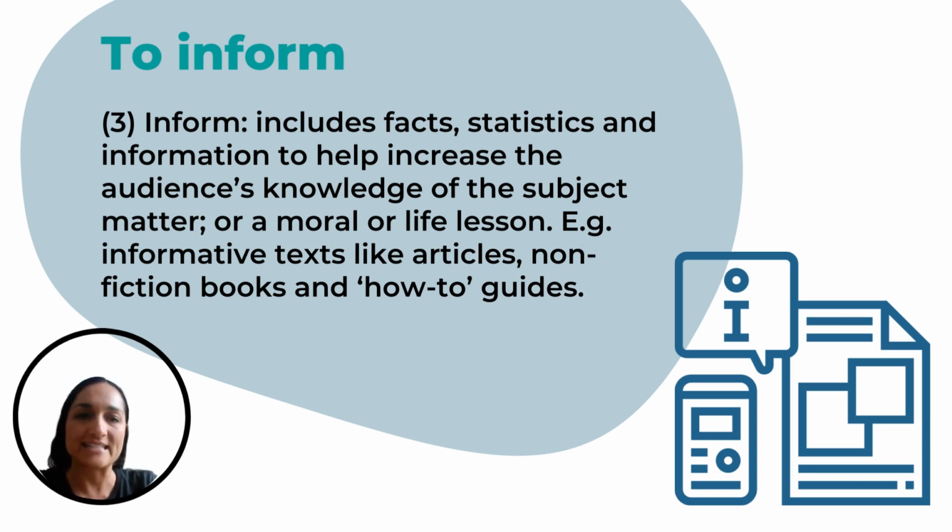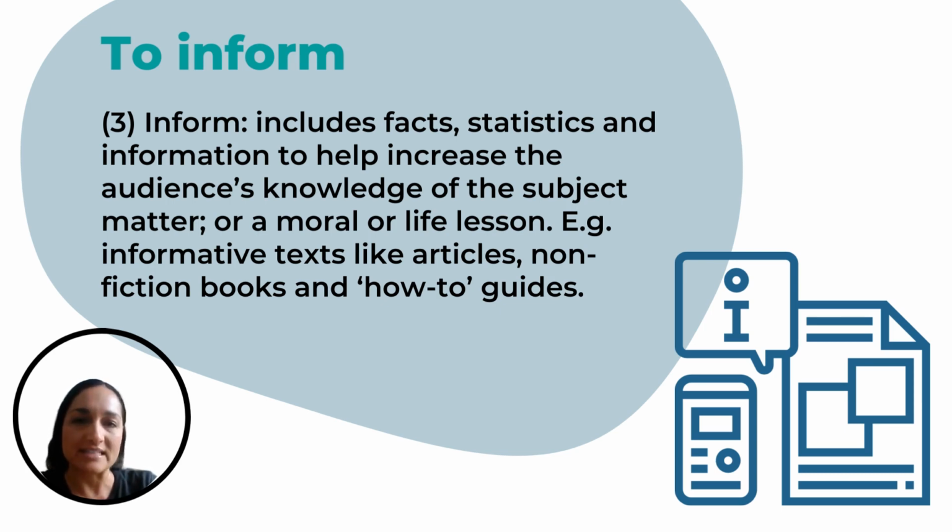Some informative texts get straight to the point, presenting us with facts, statistics, and information to help increase the audience's knowledge of specific subject matter. Articles, non-fiction books, and how-to guides are key examples of informative texts that are designed for the clear purpose of educating readers. Many of these kinds of texts are presented as objective and factual in nature, using language specific to the area of expertise being covered.